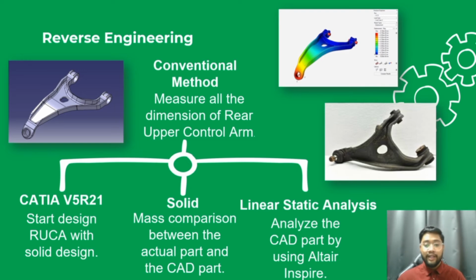After finishing the CAD design, I make a mass comparison between the actual part and the CAD part. The result I get is the mass of the CAD part is 3.21 kilograms while the actual part is 3.25 kilograms, which is a 1.02% difference from the actual part. After that, the linear static analysis is done by Altair Inspire software to find the von Mises stress and displacement of the base model.